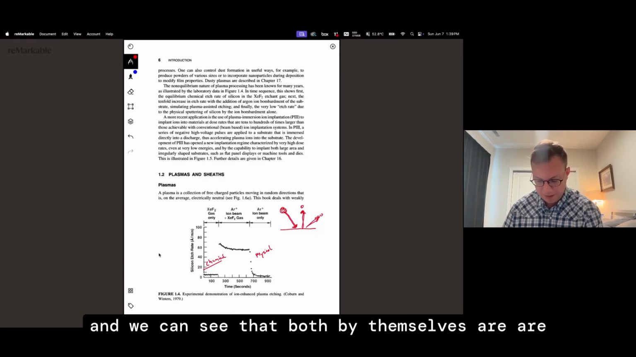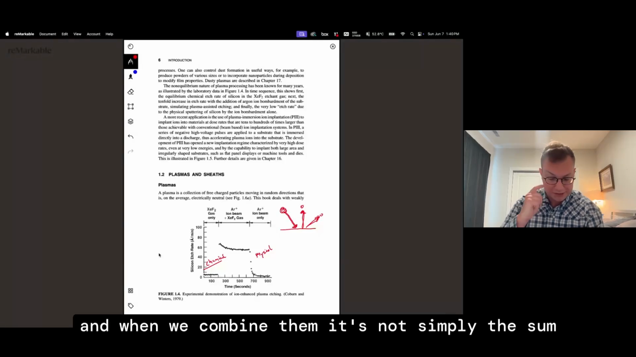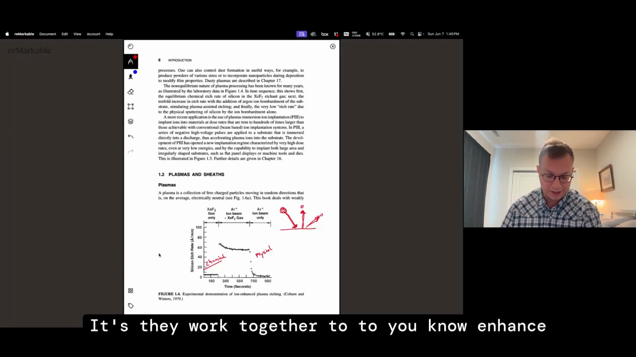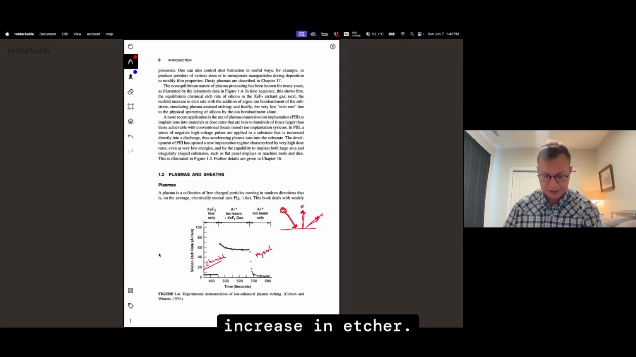And we can see that both by themselves have very slow etch rates. And when we combine them, it's not simply the sum of those two etch rates. They work together to enhance each other. And we get this very large, greater than tenfold increase in etch rate.